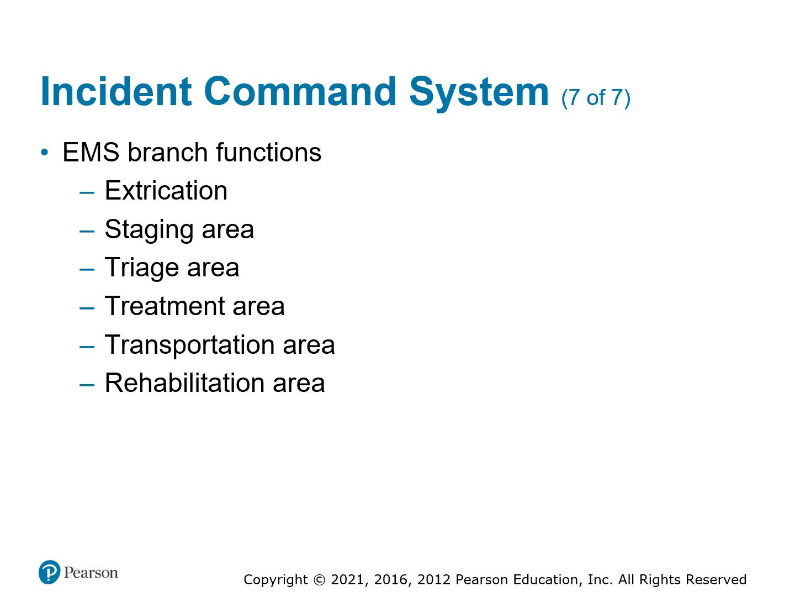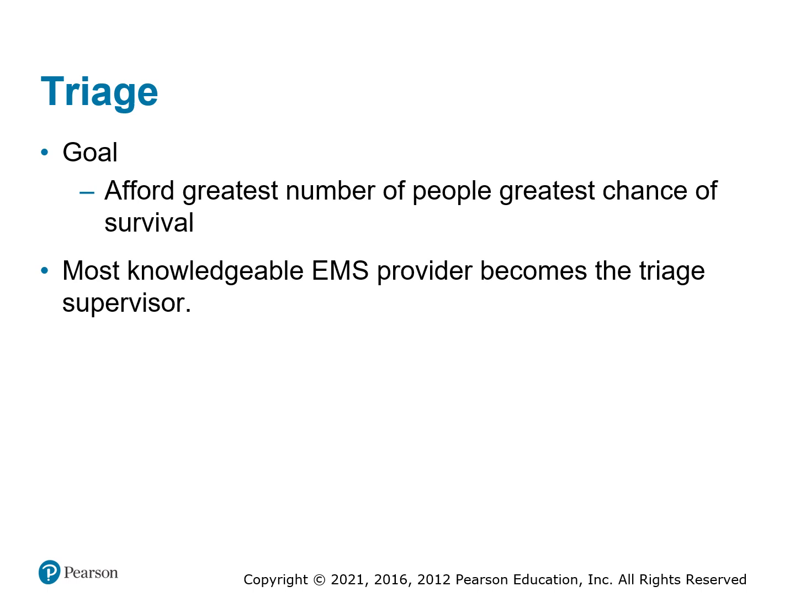So, EMS branch functions. The EMS branch of the incident command system could be responsible for extrication, a staging area, the triage, treatment and transportation areas for sure, and a rehabilitation area. So triage. The goal of this is to afford the greatest number of people the greatest chance of survival, given the equipment and personnel available.